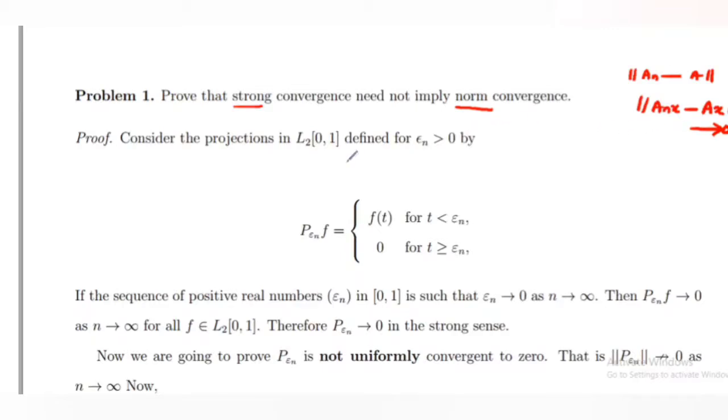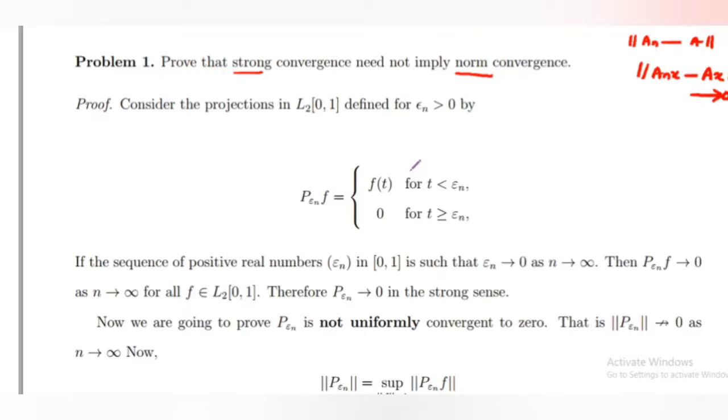So here consider the projections in L2[0,1] defined for any epsilon n greater than 0. We define P epsilon n f like this: equal to f of t, where f is any function in L2[0,1]. L2[0,1] means square integrable functions, so our f belongs to this space. And P epsilon n f equals f of t for t less than epsilon.